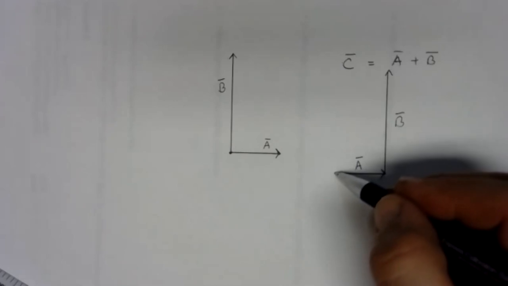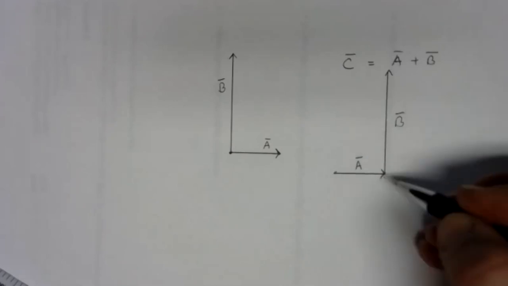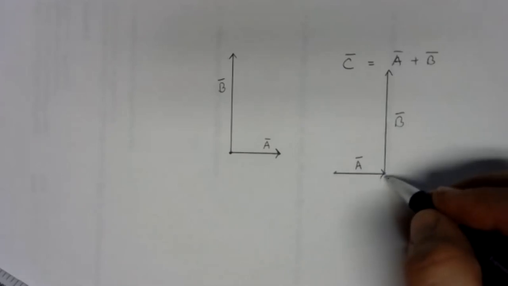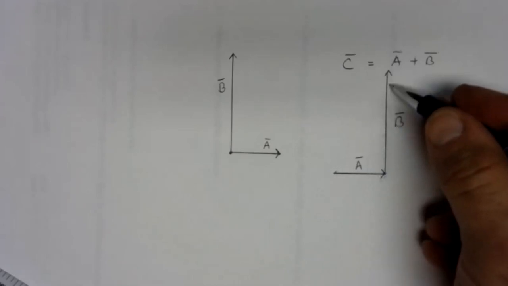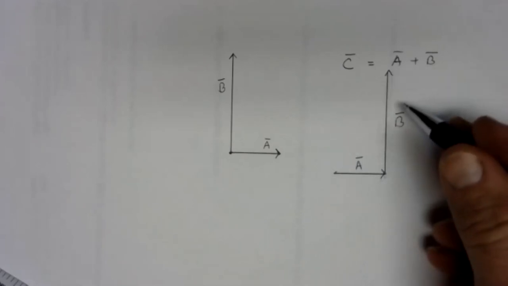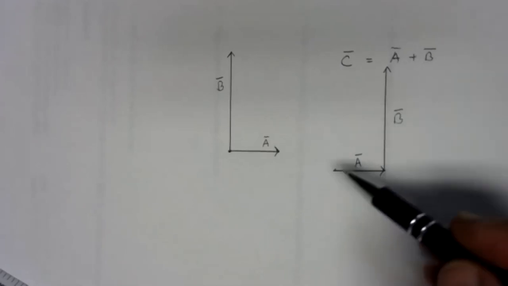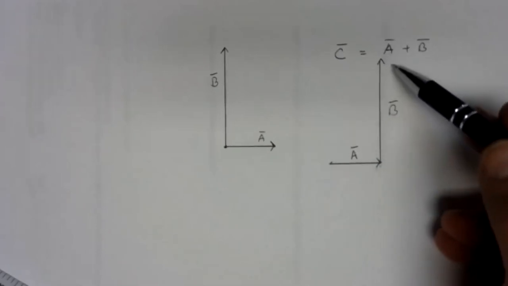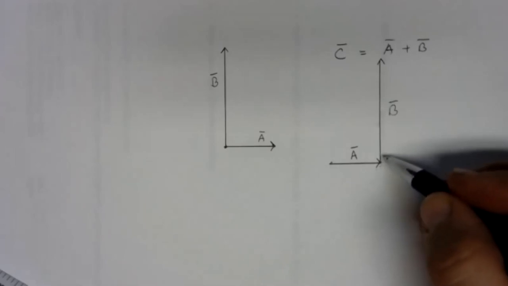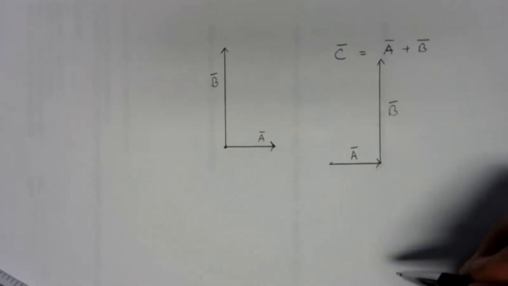So imagine this kind of like navigation, I suppose. You go a certain number of miles east, then you go a certain number of miles north. You're doing these in sequence. A plus B means do A first, then do B. So the tail of B has to be at the head of A.